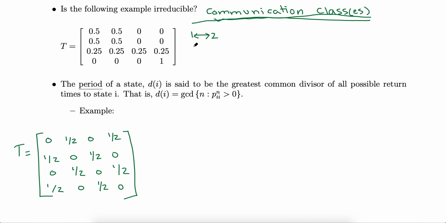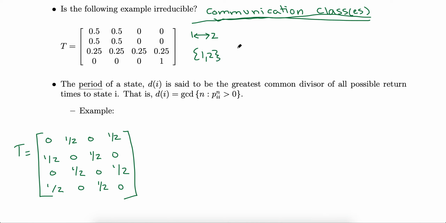So 3 is not in a communication class with states 1 and 2. Let's check out 4. If I'm in state 4, can I communicate to state 1? Absolutely not. If I'm in state 4, I must go to state 4. That's my only option, probability 1. So states 1 and 2 are in a communication class.